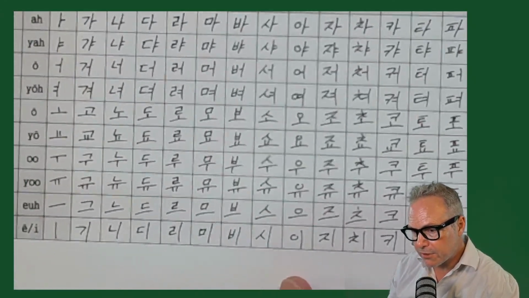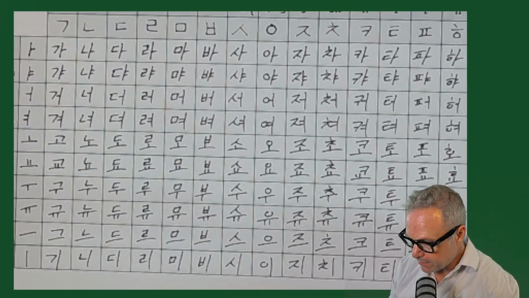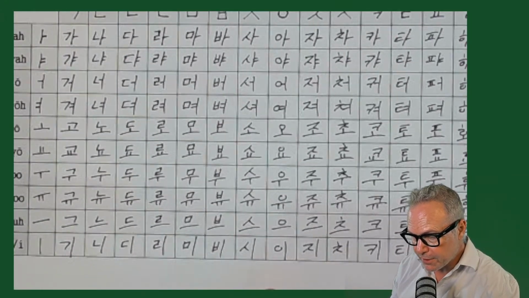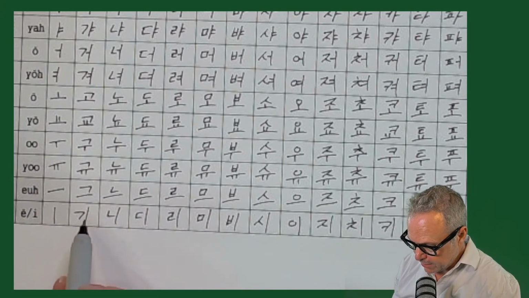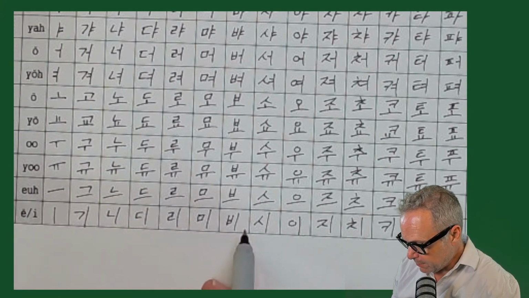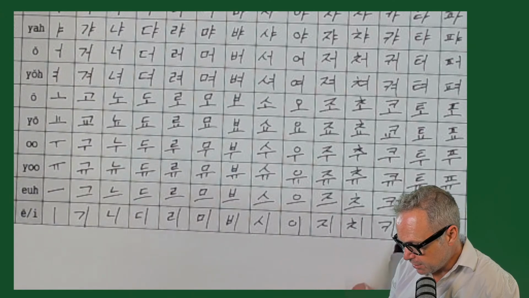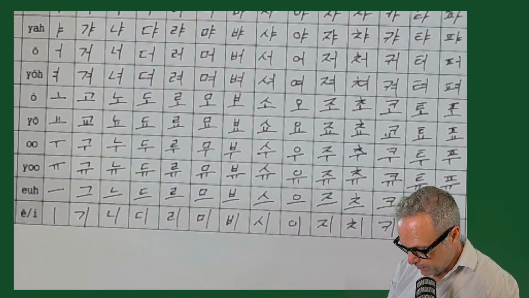All right, now we've got the chart complete. Now you can practice all the way across all the different ways. Ki, ni, di, ri, mi, bi, si, i, ji, chi, ki, ti, pi, hi.